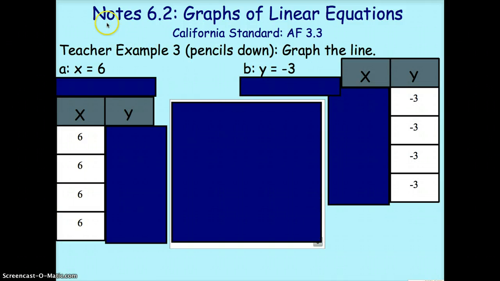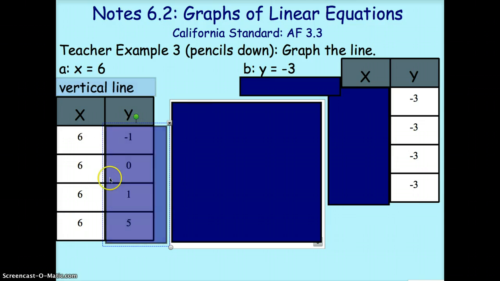Okay, final teacher example, graph the line. Now here, when you have just x equals or just y equals, that means that variable has to always be that number, and since it doesn't mention anything about the other variable, it can be anything. So for example, on problem A, x has to be 6, y can be anything you want, and it will make a vertical line, which of course is an up and down line.